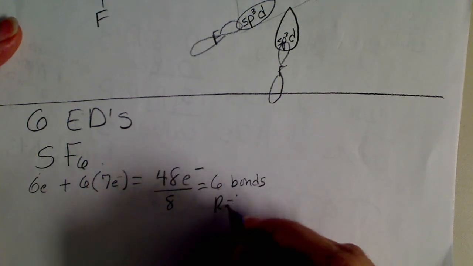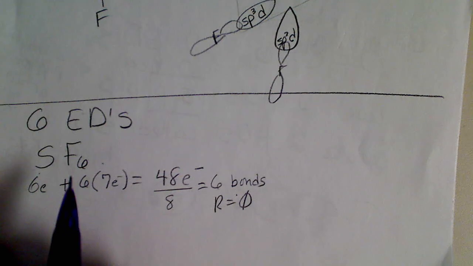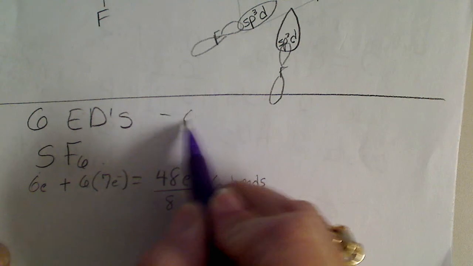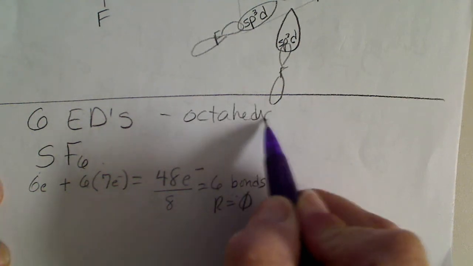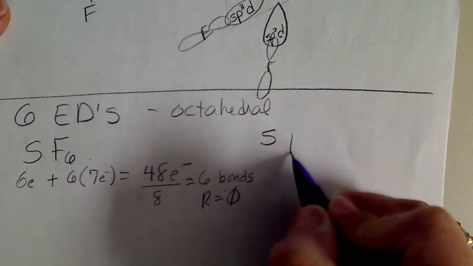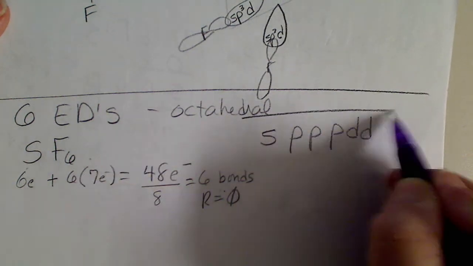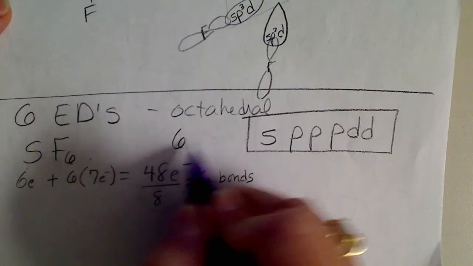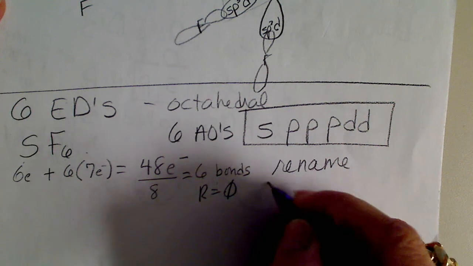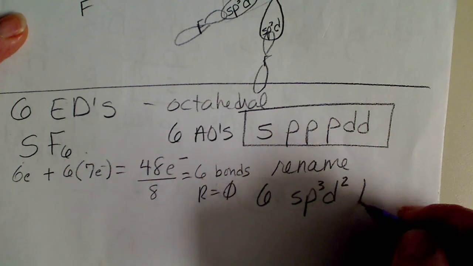We knew that there would be, since 6 is the maximum groups of electrons around a central atom, if we've got 6 atoms around a central atom, we know that it's going to be an octahedral geometry. And more importantly, we've got hybridization will be sp3d2. So we'll use 6 atomic orbitals, 6 AOs, and rename 6 sp3d2 hybrid orbitals.